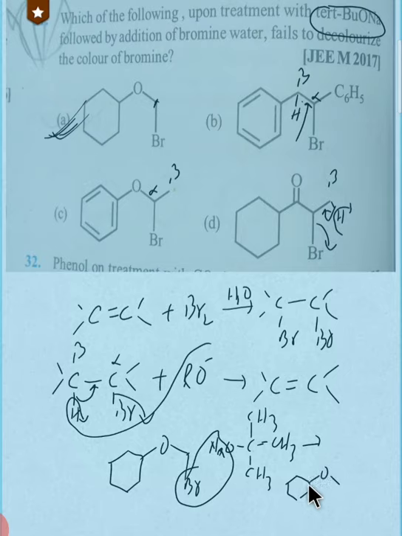O will be attached to this carbon atom, and to this oxygen these 3 methyl groups will be attached. This will be the product. So this product will not react with bromine. So the correct option is A.